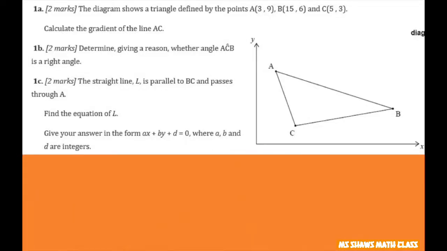Hi everyone, the diagram shows a triangle defined by points A (3, 9), B (15, 6), and C is point (5, 3). And we're going to answer these 3 questions for the IB exam. So the first one says calculate the gradient of line AC. So that basically means the slope of AC.